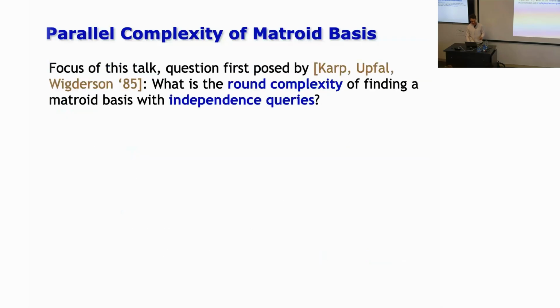Perfect. OK, and so as we alluded to before the talk started, it turns out this question of what is the parallel complexity of finding a Matroid basis was first posed by Richard Karp, Eli Upfal, and Avi Wigderson in 1985. They exactly posed this question of what is the round complexity of finding a Matroid basis when you're only given access via these independence oracle queries. And so I'll probably refer to this paper as KUW. I'm just reading off the initials of the last names.